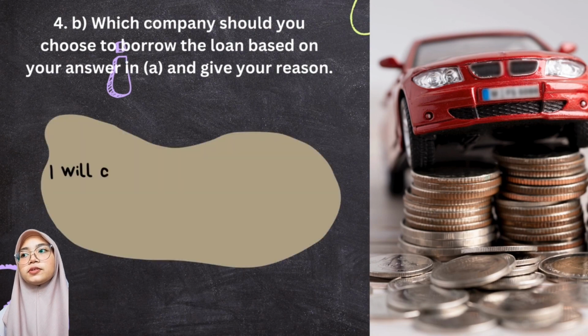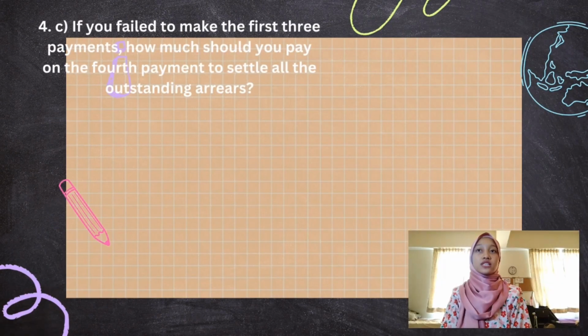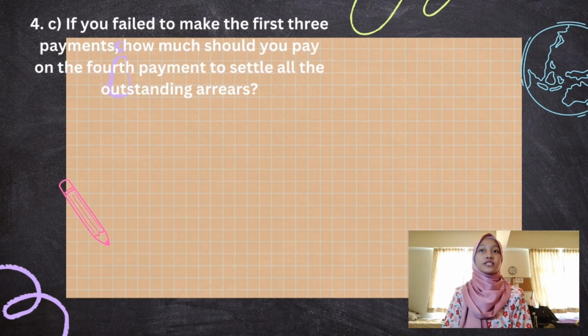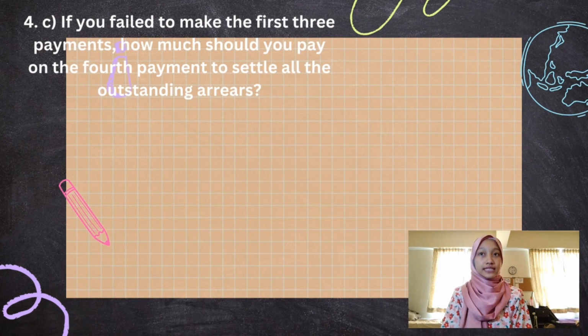Which company should you choose to borrow the loan based on your answer in A, and give your reason? I will choose Star Bank because the total interest is lower than Moon Bank. For question 4C, if you fail to make the first three payments, how much should you pay on the fourth payment to settle all the outstanding arrears?